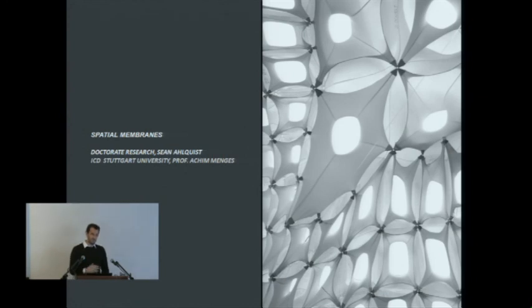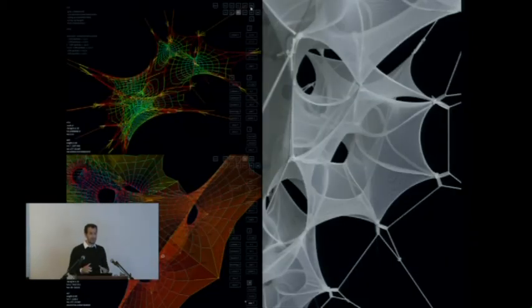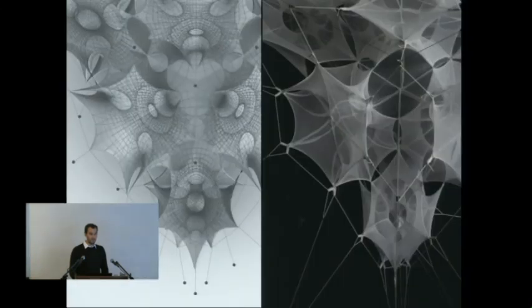Over many years, we have also investigated membrane structures, most recently through the quite amazing doctoral research of Sean Alquist, who is also a former EmTech graduate at my institute. He is investigating spatial membrane systems and developing a quite sophisticated software environment for the design and production of complex tension-active structures, which he continuously tests and validates through large-scale prototypes.